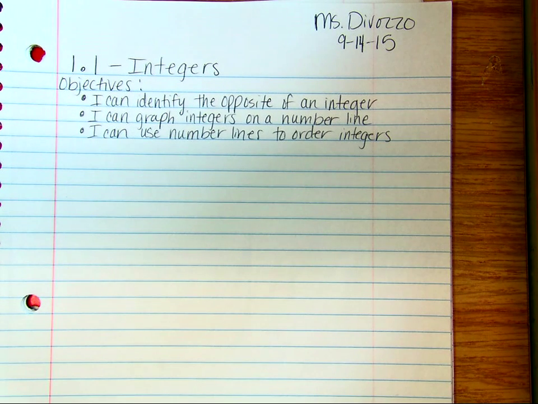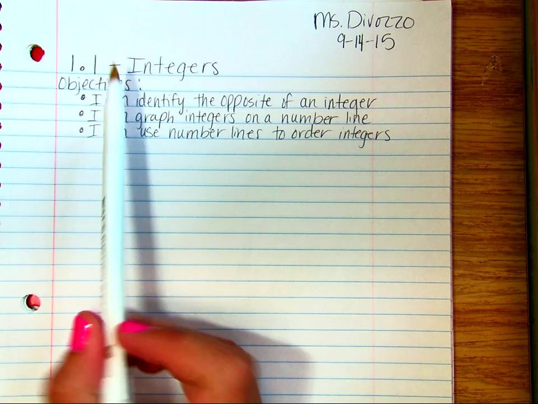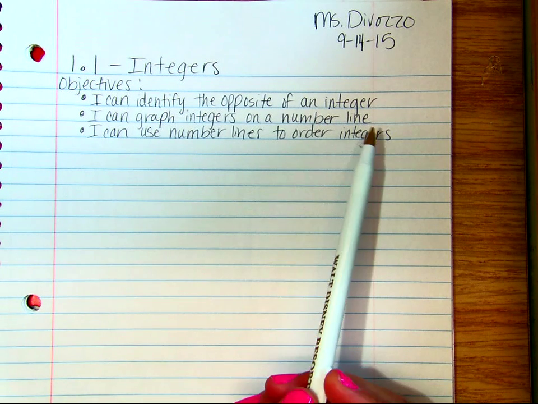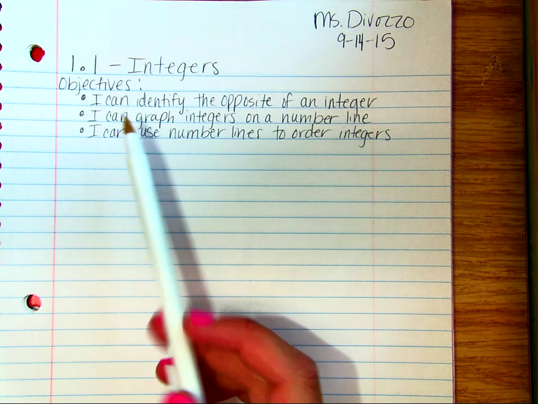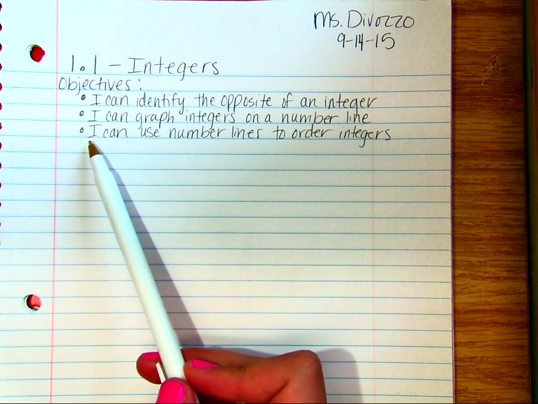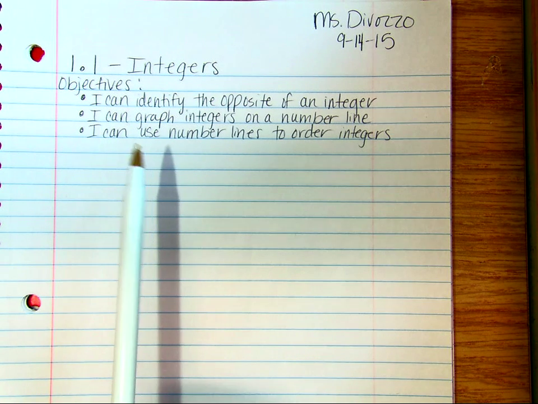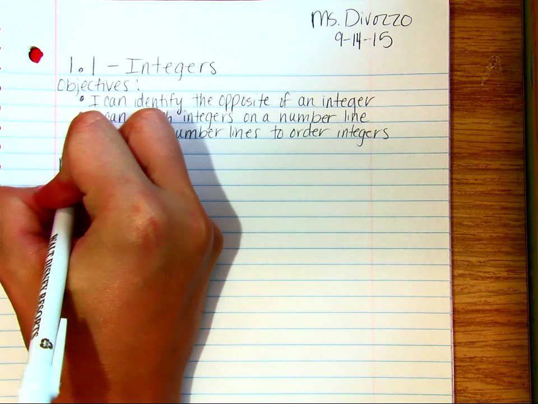So objectives for today, we have 3 of them. You can find these on our class website as well. It says, I can identify the opposite of an integer, I can graph integers on a number line, and I can use number lines to order integers. So you always want to start your notes by listing our objectives, which again you can find on our class website for this section. So pause the video and go ahead and write down the objectives. Once you've done that, we are ready to start the notes. So we will write notes here.